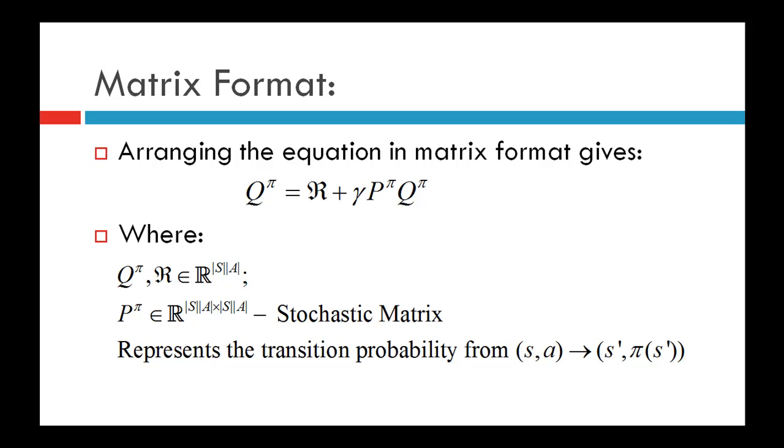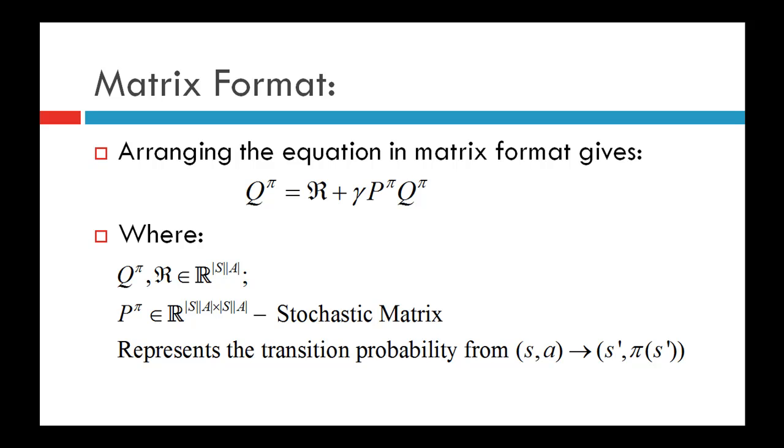So in the matrix format, the Bellman equation can be written as q pi is R plus gamma times P pi q pi, where P pi denotes the dependence on the policy pi. So here q pi and R are column vectors with |S| times |A| components, and P pi is a stochastic matrix of dimension |S| times |A| cross |S| times |A|.